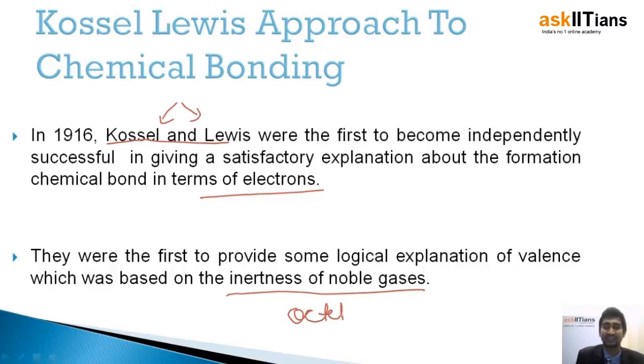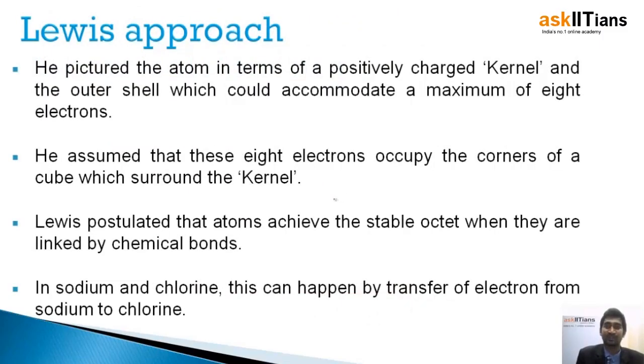Because in the case of inert gases, if you see, they have their octet complete. So they gave a theory considering octet completion. Let's see what was their approach. They said that you can assume an atom in terms of a positively charged sphere called the kernel, and the rest, the electrons of the outer shell, the valence electrons, which can be accommodated is 8, so that the octet becomes complete and they are like inert gases, I mean to say neon, argon, which have their last shell complete.